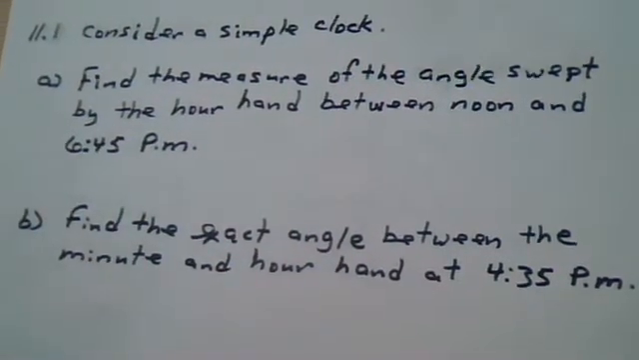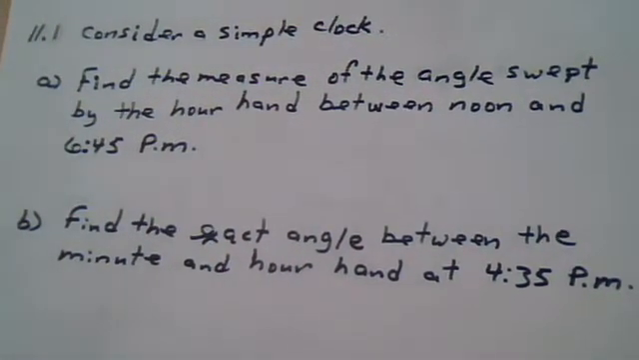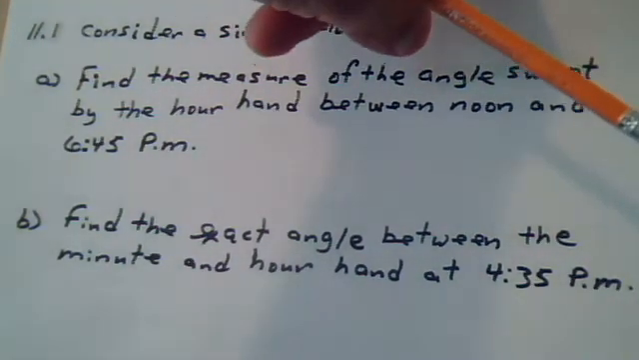Consider a simple clock. A, find the measure of the angle swept by the hour hand between noon and 6:45 p.m. And B, find the exact angle between the minute and hour hand at 4:35 p.m. So let's work on A.